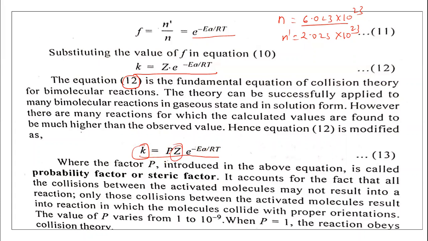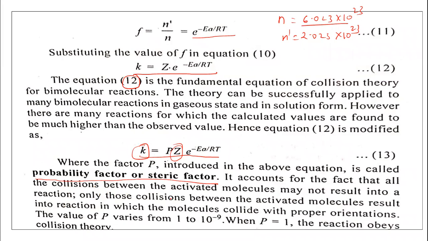And what is P? P, the factor introduced in the above equation, is called the probability factor or steric factor. This is a steric factor. It accounts for the fact that all the collisions between the activated molecules may not result in the reaction. Whatever number of collisions take place, not all result in the reaction.